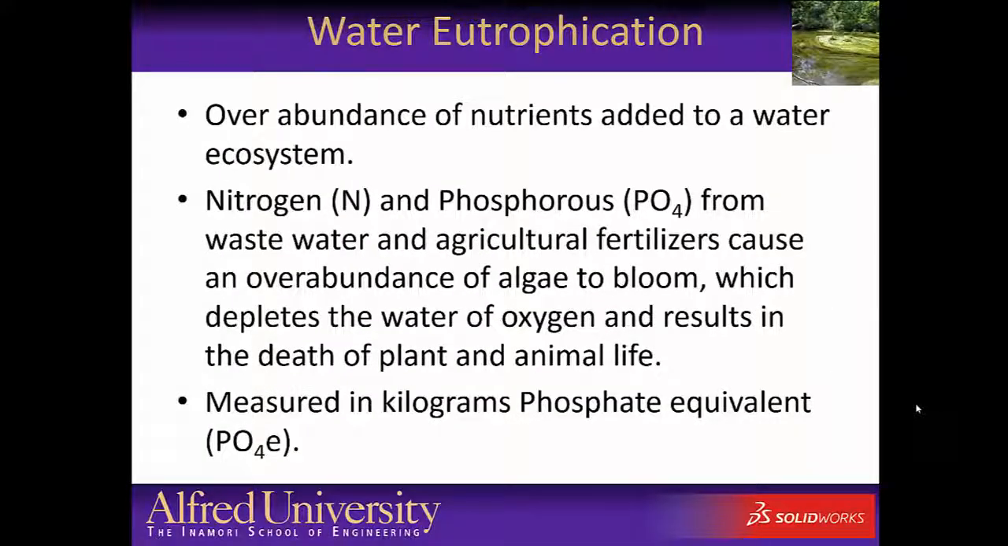Water eutrophication is another problem. When an overabundance of nutrients is added to a water ecosystem, for example, phosphates or nitrogen-rich compounds, this can cause an overabundance of, for example, algae to bloom. That ends up depleting the water of oxygen and results in the death of plant and animal life. So, the amount of phosphate equivalents that are ejected into wastewater streams as a result of manufacturing processes can also be quantified utilizing the sustainability module.